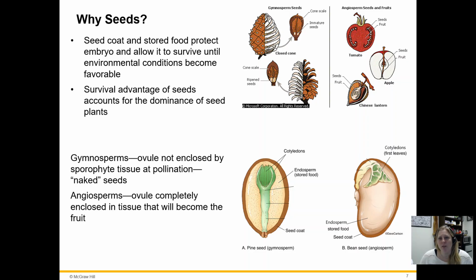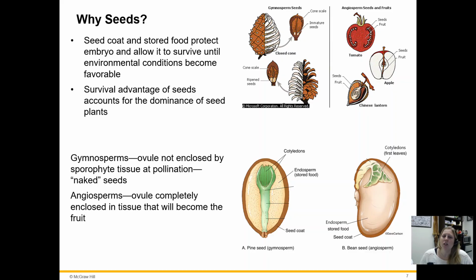Now there's a timeline for all seeds, but some things can last 20, 30 years before they even sprout, and that's because they are waiting for that cue, whatever that environmental cue is, that it's the right environment. Okay.